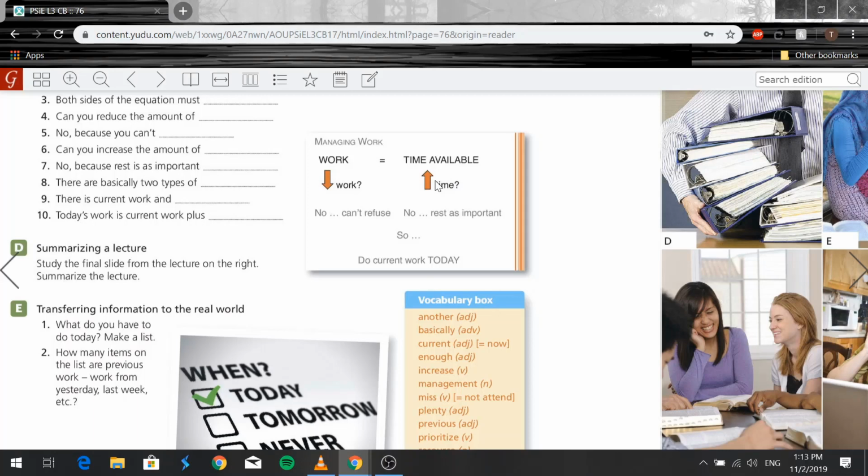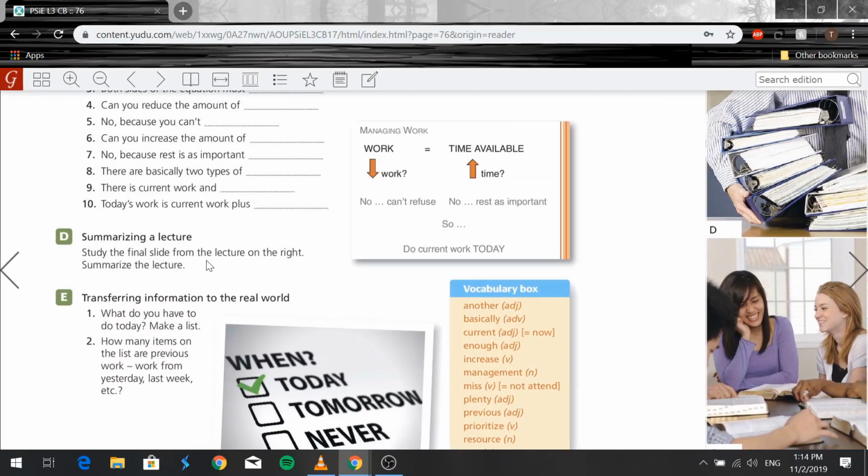You can't just say, hey, I'll sleep 2 hours a day, right? That's damaging for you. So no, rest is important. So how do we combat this problem? We do current work today, right? Whenever you get an assignment, whenever you have work to do, don't just leave it, right? Get it done. You'll soon realize that you have much more time available, okay?